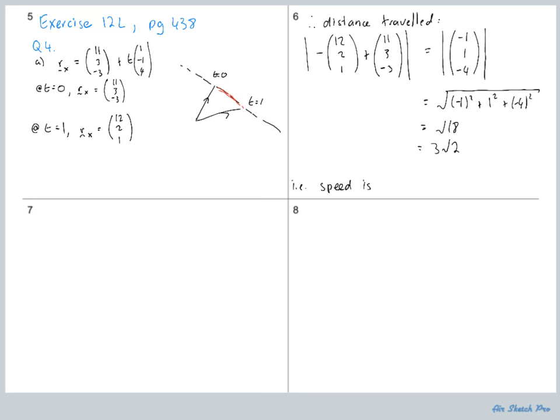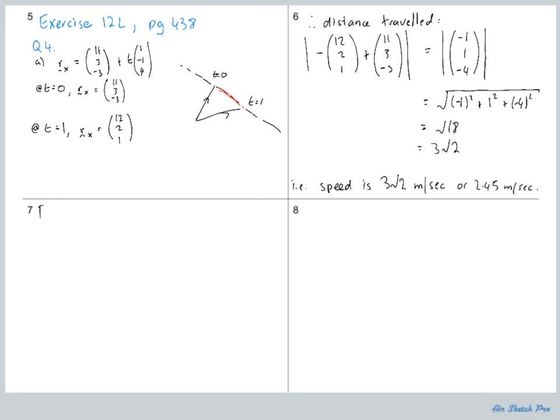speed is 3 root 2 meters per second. It doesn't say whether to make it exact or not, so you could go 2.45 meters per second to 3 significant figures. Any questions there? That's all right, isn't it? That's not too bad. We just need to repeat it for helicopter Y.